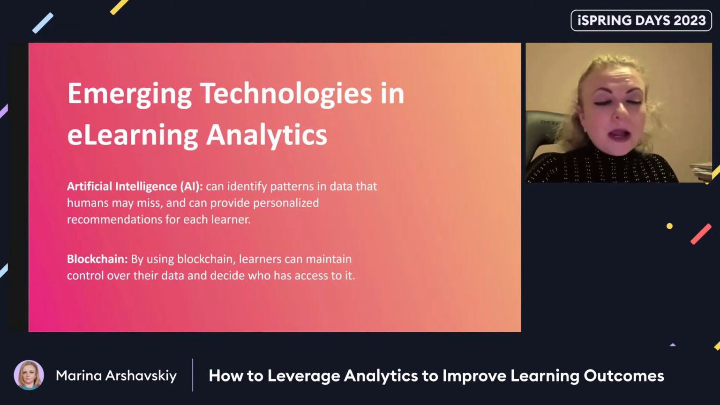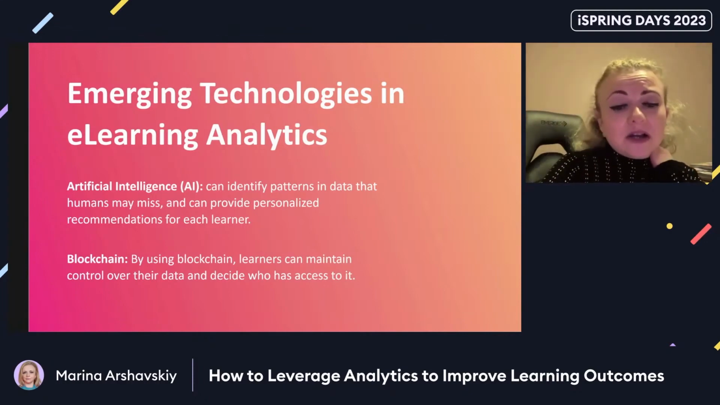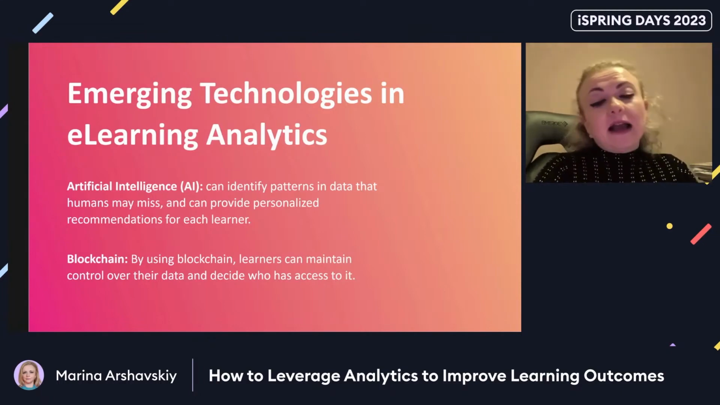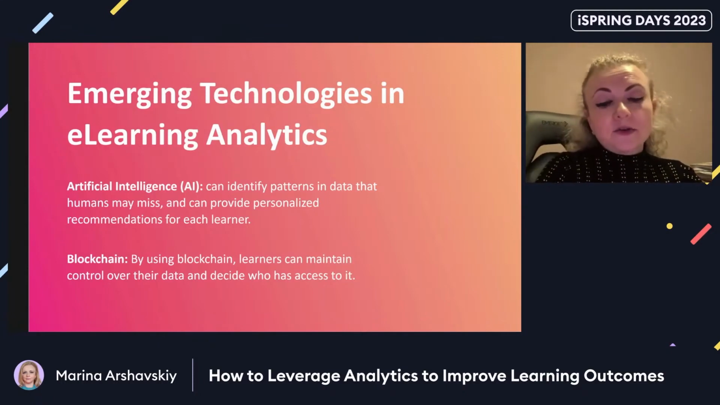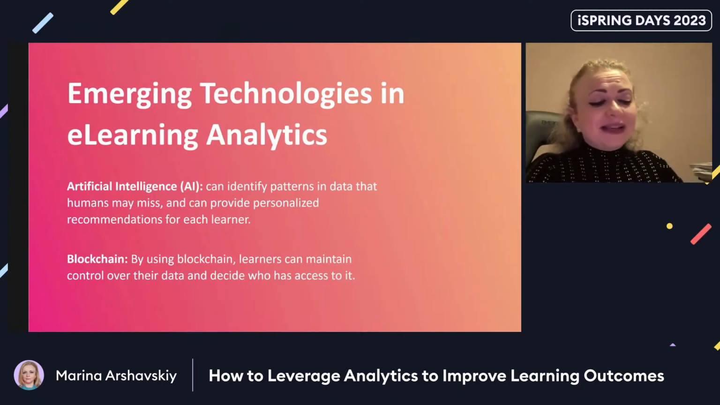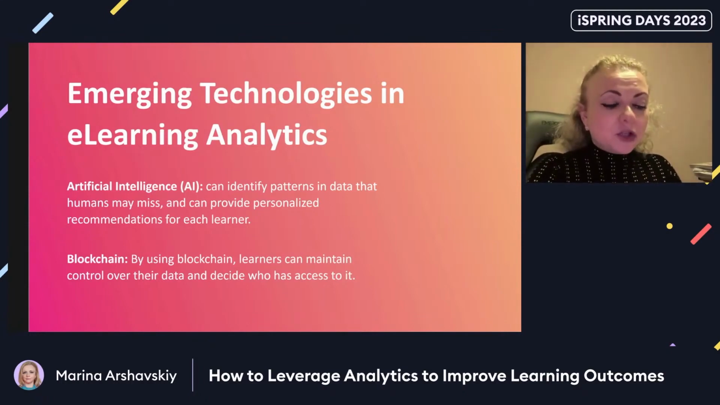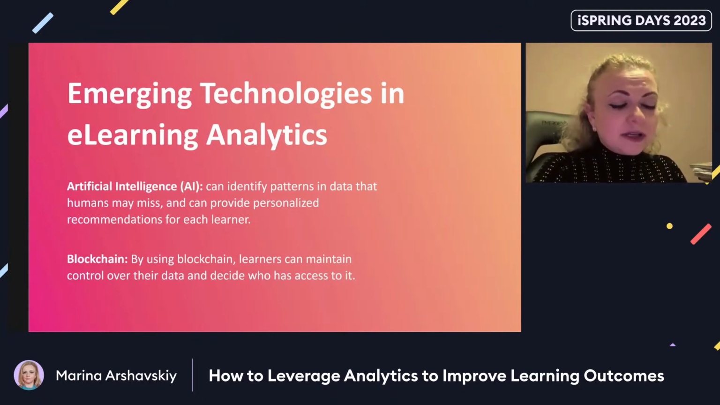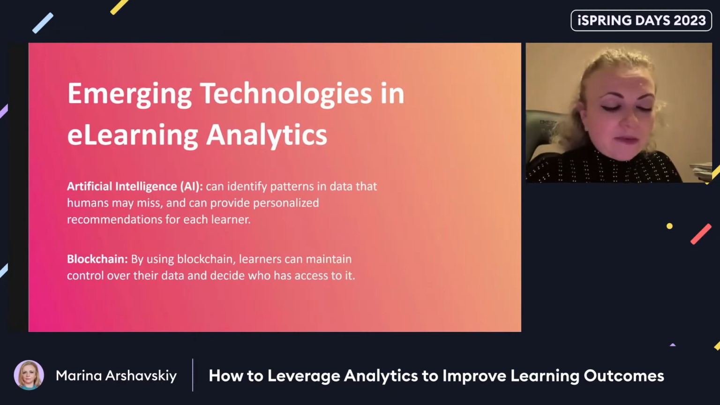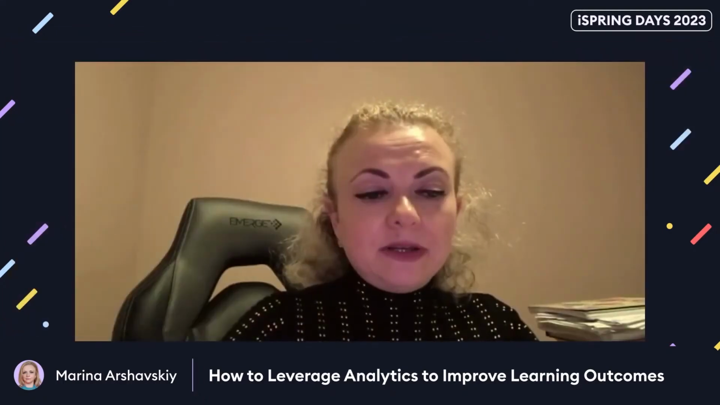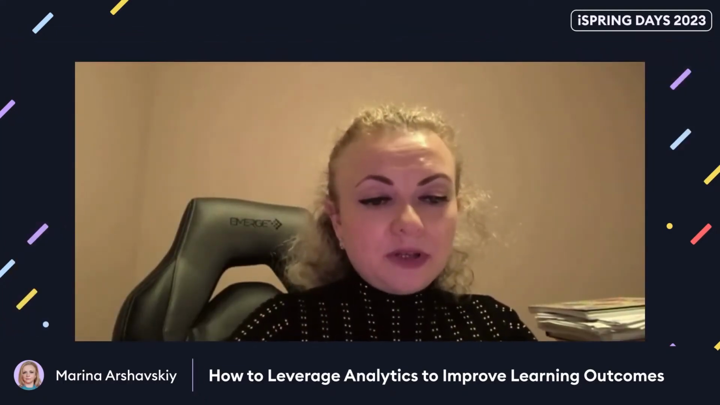That's crucial. And then there's always blockchain. By using blockchain, learners can really maintain control over their data and decide who has access to it. And this can help address concerns around data privacy and security in e-learning, although it's still being discussed, as some managers want to see all data and they need to be able to have access to all the results, all the training results of their employees. So this is still a work in progress, and that's the question that's being discussed in many companies right now.